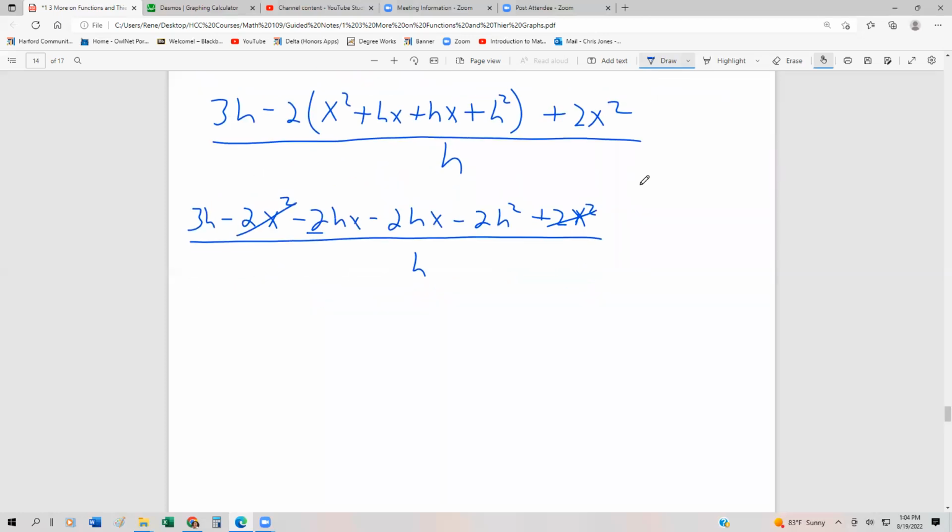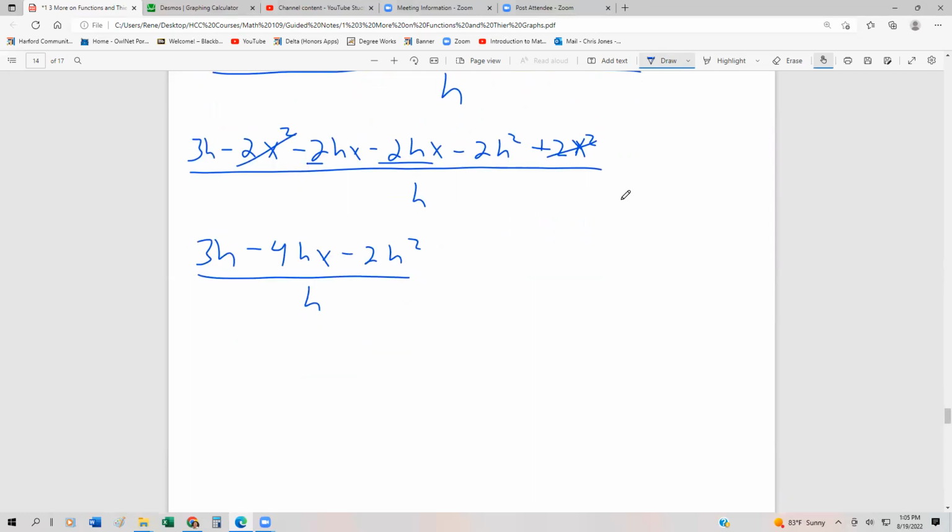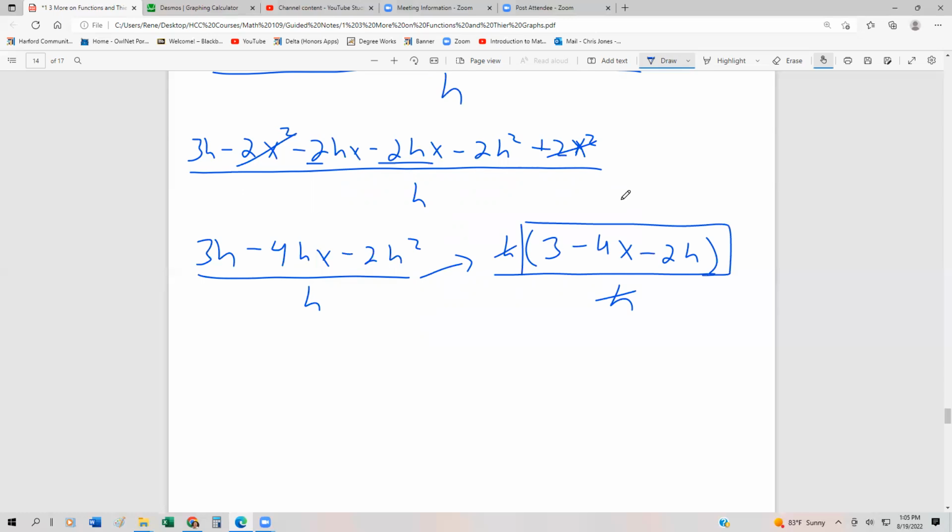We notice that there's some like terms right here, and so we're finally going to get a simplified numerator of 3h minus 4hx minus 2h squared divided by h. And finally, to simplify this expression, we can break it up into 3 smaller fractions, or we could factor h from the numerator. I'll show you 2 ways of doing this, so that way you can use whichever way you prefer. One way is to factor out a greatest common factor of h, and you're left with 3 minus 4x minus 2h divided by h, and then the h's would go away, and this would be your resulting difference quotient.